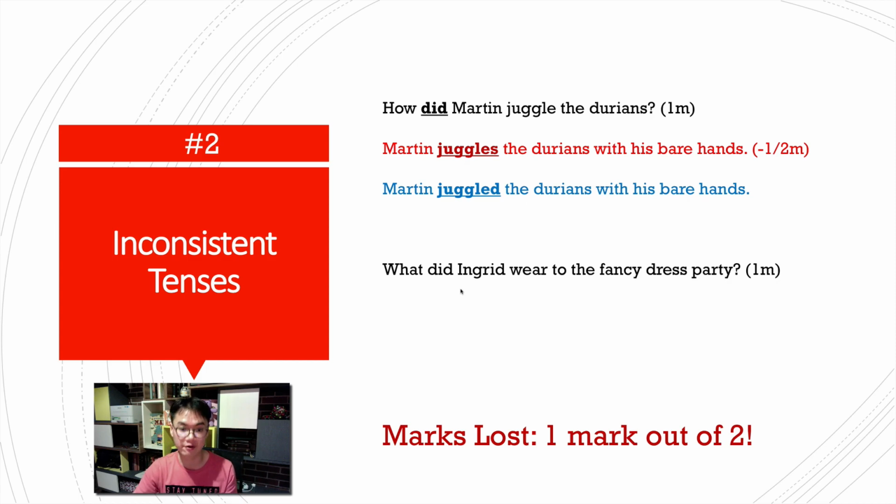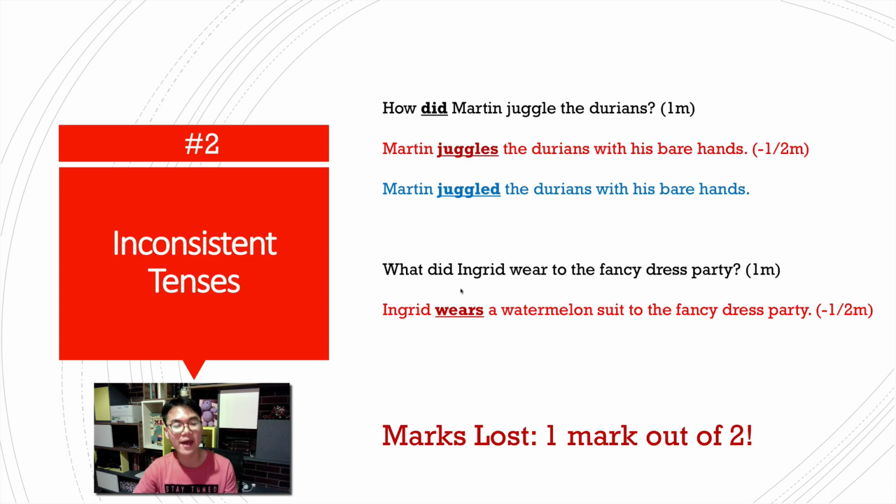But let's take a look at the error here. Okay, Ingrid wears a watermelon suit to the fancy dress party, right? So Ingrid wears or is dressed as a watermelon, right? And she goes to the fancy dress party. The word wears again is in the present tense, and that's wrong because the question is in the past tense. So what should the correct answer be? That's right. Ingrid wore a watermelon suit to the fancy dress party.